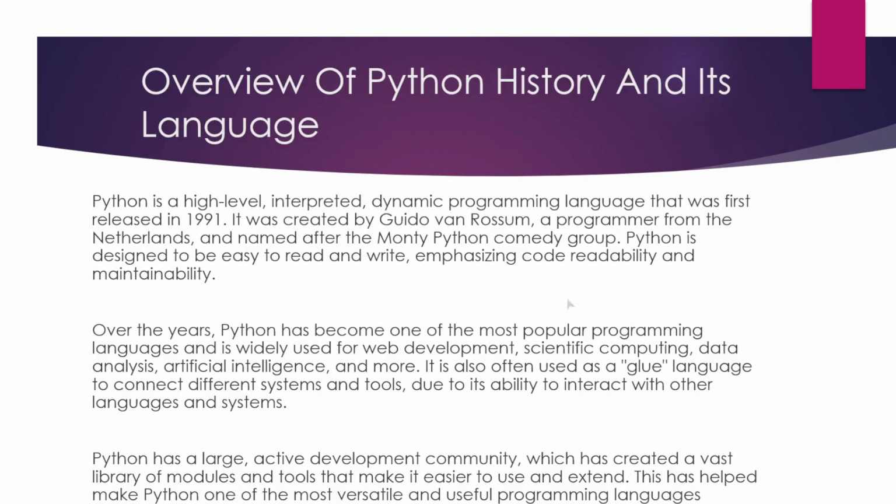So this is the overview of Python's history. Python is a high-level interpreted dynamic programming language that was first released in 1991. It was created by Guido van Rossum. He's a programmer from the Netherlands and named it after the Monty Python comedy group. Python is designed to be easy to read and write, emphasizing code readability and maintainability.